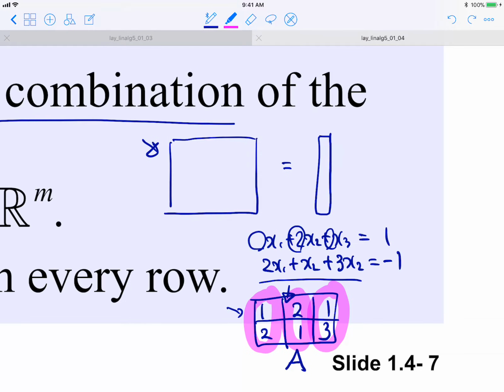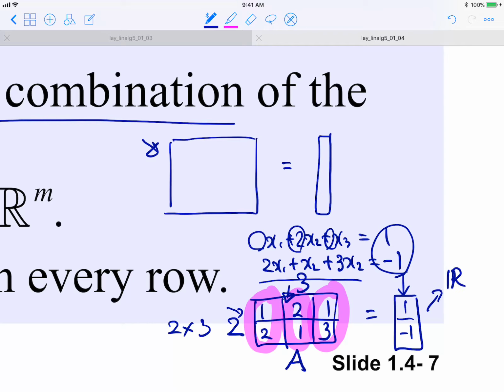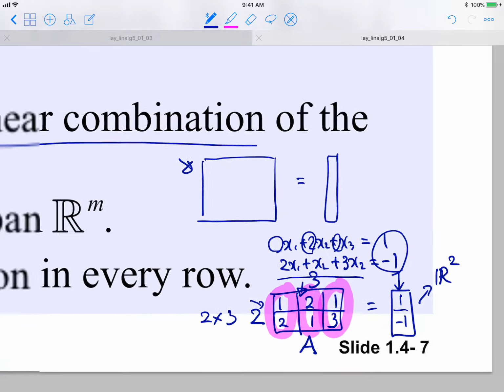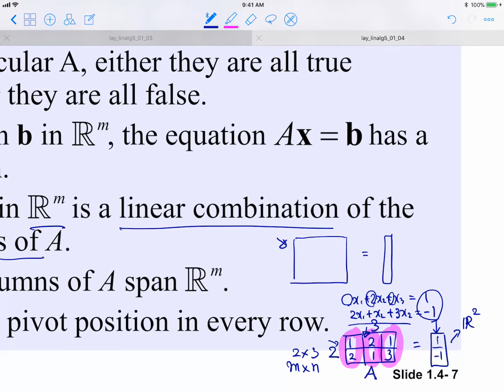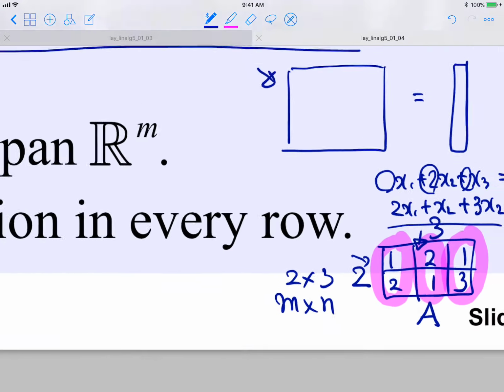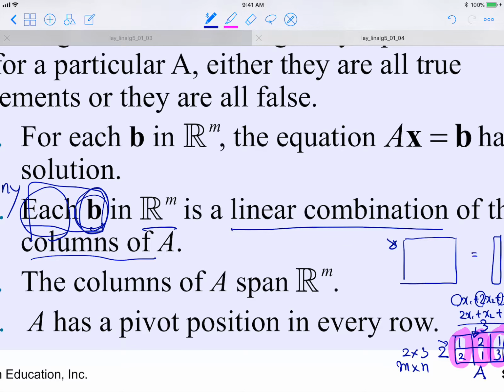So in this case, the matrix is 2 by 3, because we have 2 equations and 3 unknowns. And in this case, b is like 1, negative 1. And this vector is of course living in a two-dimensional vector space. So this one is m by n, and because A is an m by n matrix, we should consider b as a vector in Rm, or R2 in this case.